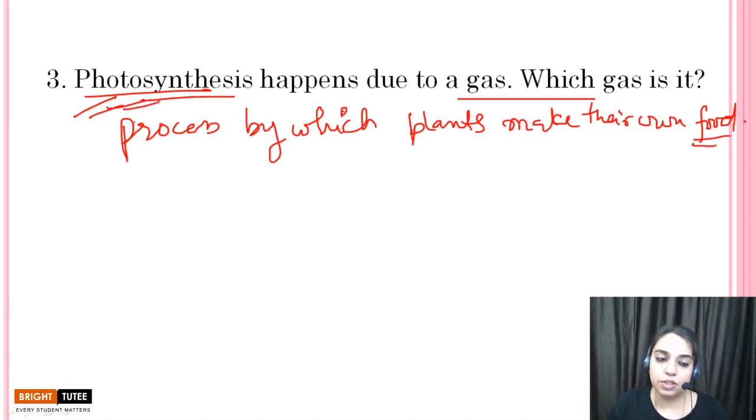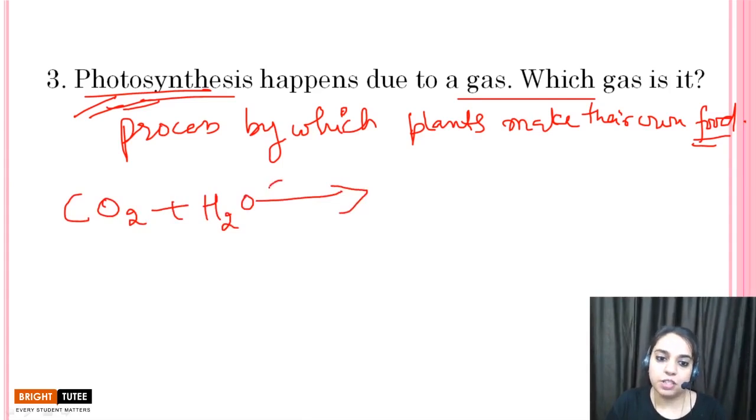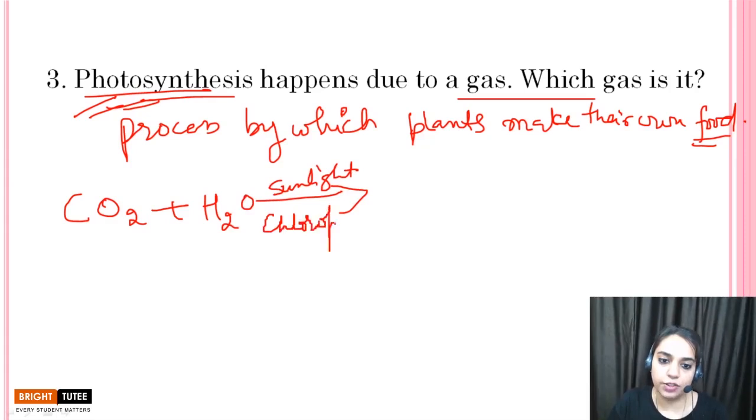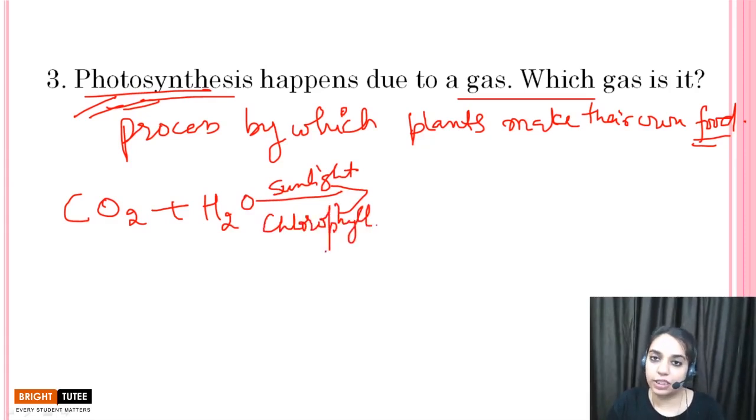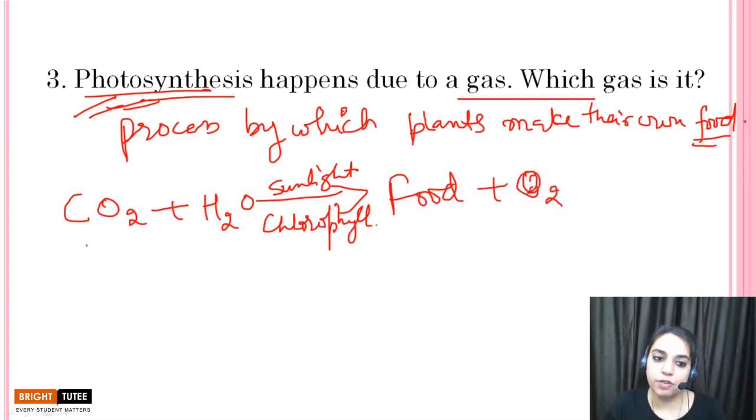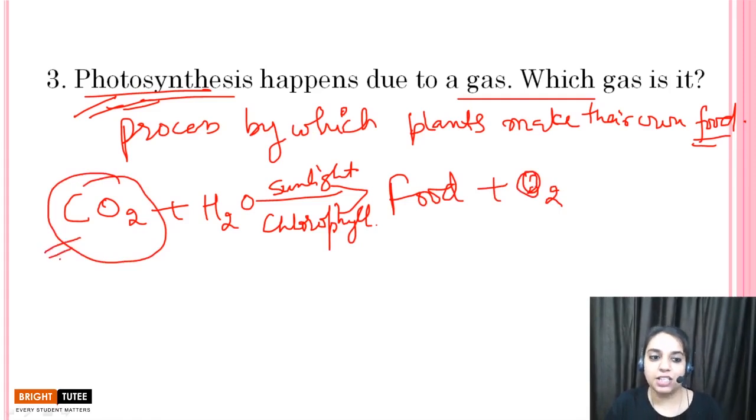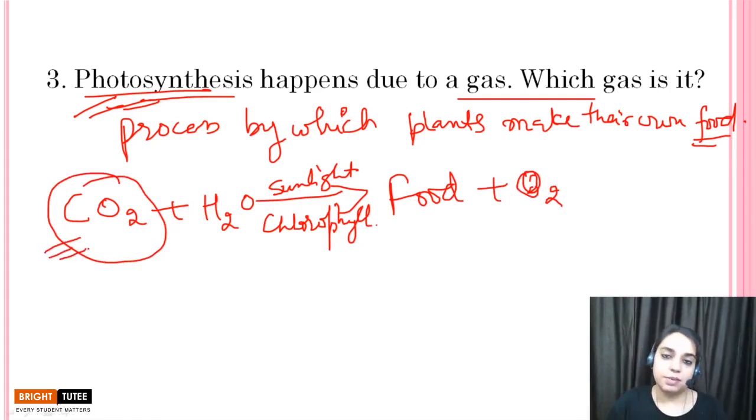So what happens is children, plants take in carbon dioxide gas, okay, and they take water from soil, and in the presence of sunlight and chlorophyll. What is chlorophyll children? Chlorophyll is a green pigment which is present in the leaves of the plants. So it produces its food and it releases oxygen. So children, which gas is responsible for photosynthesis? It is carbon dioxide which the plants take in. Just like we are breathing, same is the case with the plants, the only difference is we take in oxygen and give out carbon dioxide, whereas plants take in carbon dioxide and give out oxygen.